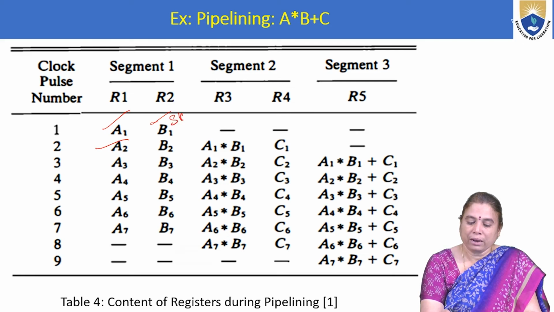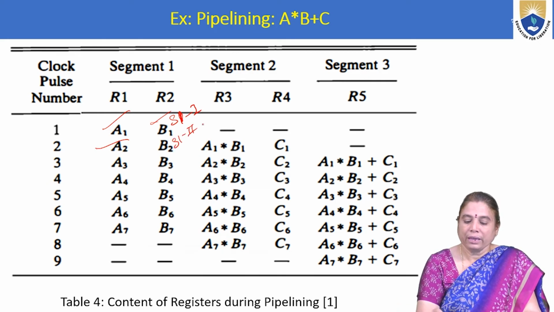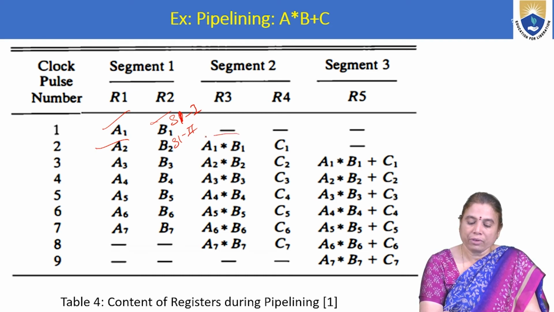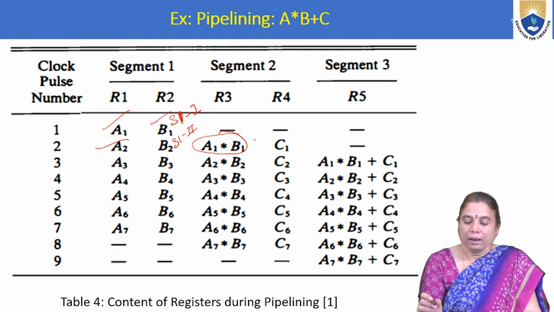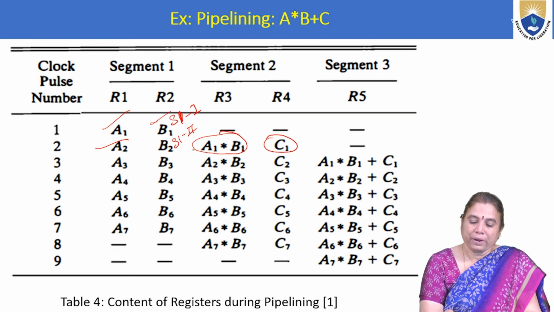This is segment 1 of the first instruction. So here this is segment 1 of the second instruction. Here segment 1 of the first instruction moved to segment 2. So here the multiplication of A1, B1 can be done and C1 can be inputted to the register R4. But at the same time, parallelly, the second values A2, B2 can be moved to R1 and R2. The first segment of the second instruction is executed. So parallelism can be done here.